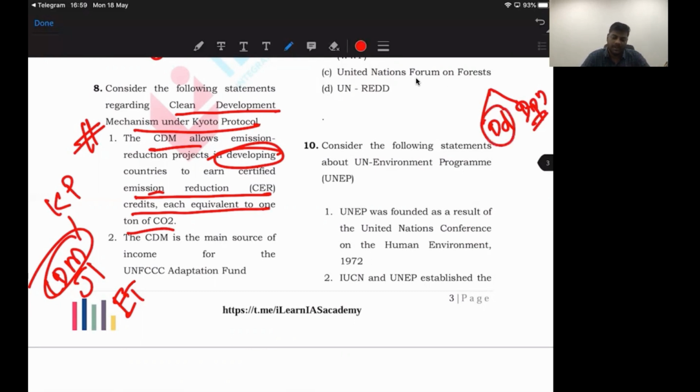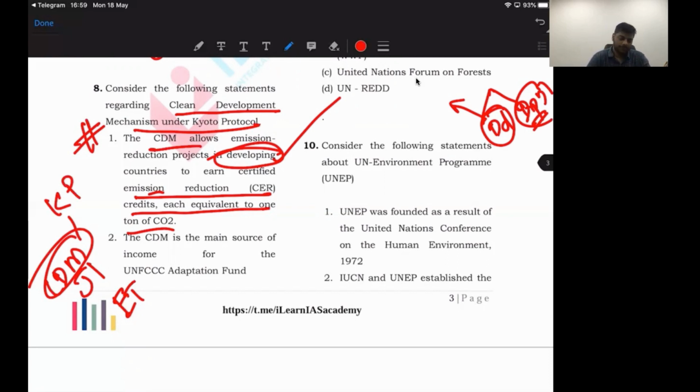If a developed country implements a clean energy activity in developing countries, that developed country will earn some carbon credits, equivalent to 1 ton of carbon dioxide. So for those projects which are implemented in developing countries, developed countries will benefit. So this first statement is correct. For those projects in developing countries, developed countries will earn CER. Got it? So the first statement is correct.